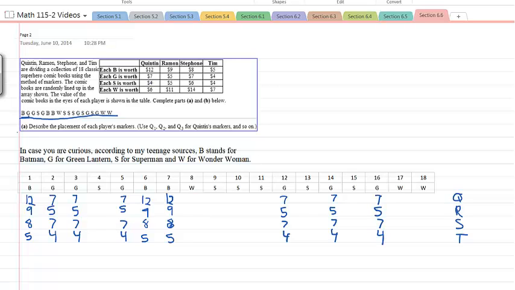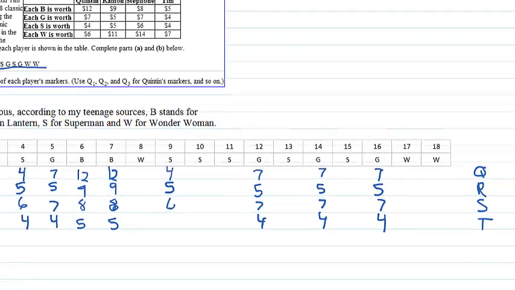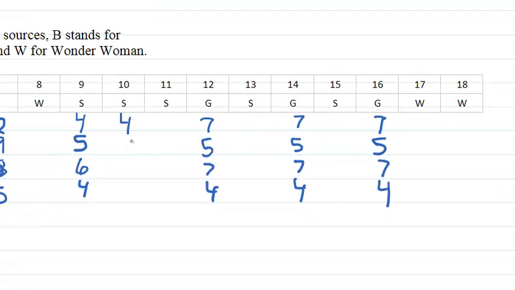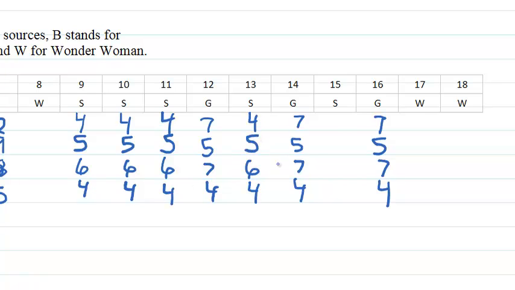Okay, each S is worth 4, 5, 6, and 4. Just a couple more S's. And one more S. And then the last type is W: 6, 11, 14, and 7.